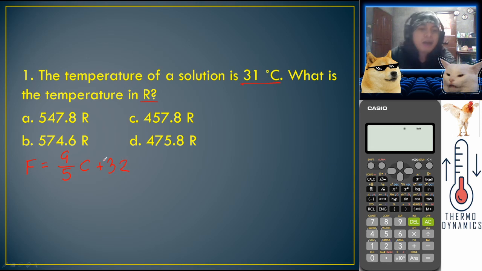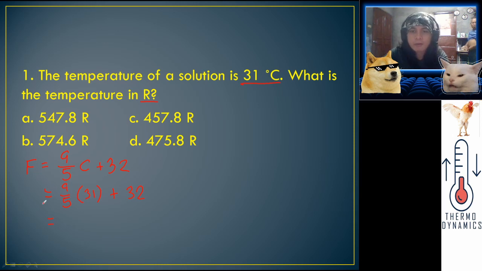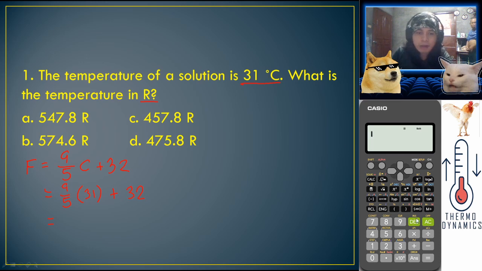Alright, ang gagawin natin, ipasok lang natin si 31 degrees Celsius. So, 9 over 5 times 31. Sige nga, pindutin natin sa calculator kung ano makukuha nating sagot dito. So we have 9 over 5 times 31 plus 32 equals, we have 87.8. 87.8, that is degree Fahrenheit.